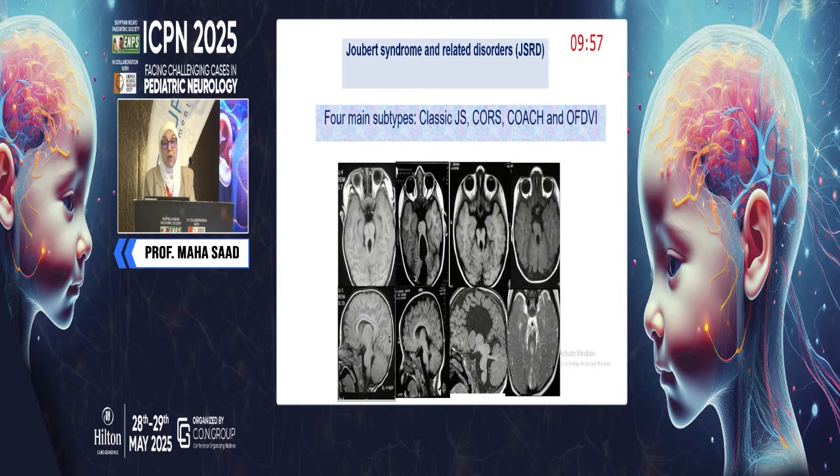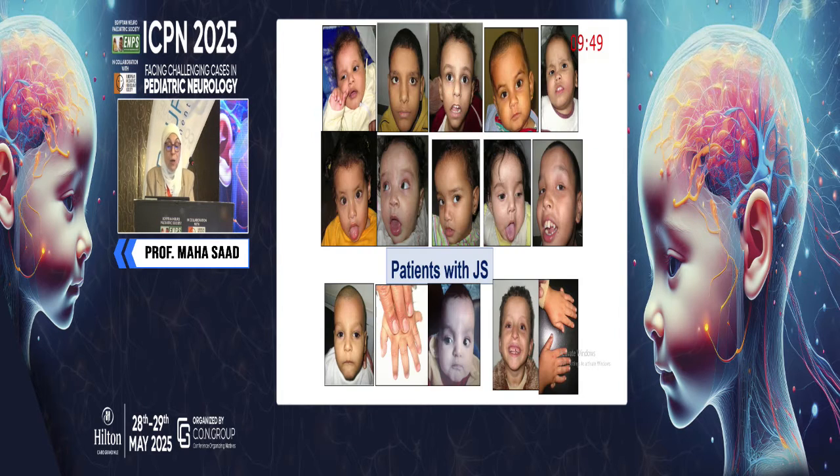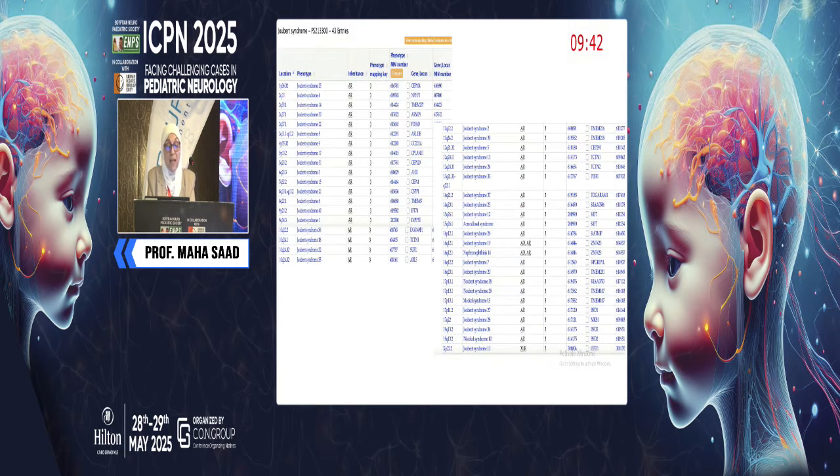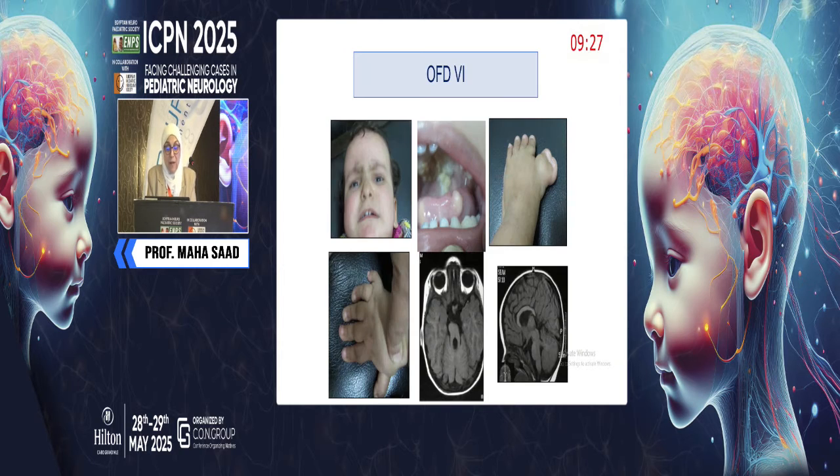We have a paper in Neurology that classified Joubert syndrome into 4 subtypes based on clinical presentation. One of them, we can see here, this is the facies of Joubert syndrome. You have many cases in Egypt with Joubert syndrome. And the entry here is 43 entries, meaning that we have 43 genes for Joubert syndrome. So we could never do it by targeted sequencing. We should do whole exome sequencing or a Joubert panel.